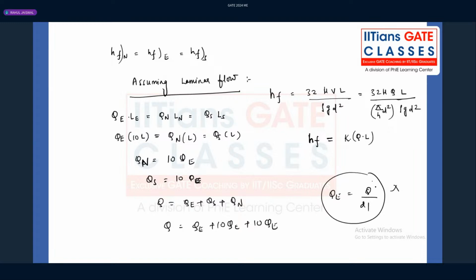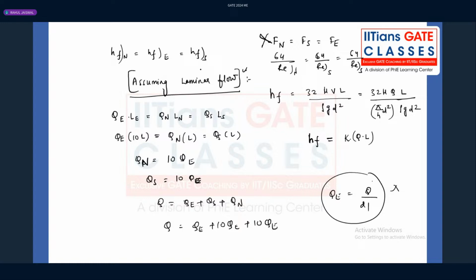They are forcefully saying that this is correct because of assuming laminar flow. Even if they mention laminar flow, they should not mention that the friction factor remains constant. Because if the friction factor remains constant in all the pipes, Fn, Fs and Fe, then with 64 by Re, what will happen, guys? The Reynolds number will remain the same in all the pipes. For laminar flow, the Reynolds number will remain the same. If the Reynolds number remains the same, then the discharge will remain the same. That is not possible.